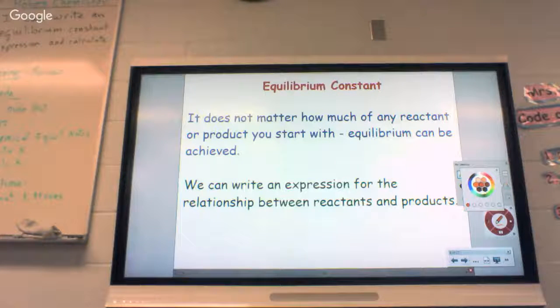Now, we are going to learn how to write an expression between the reactant and the product set. There are some basic rules we have to follow, and as long as you can keep the rules straight, we're home free.